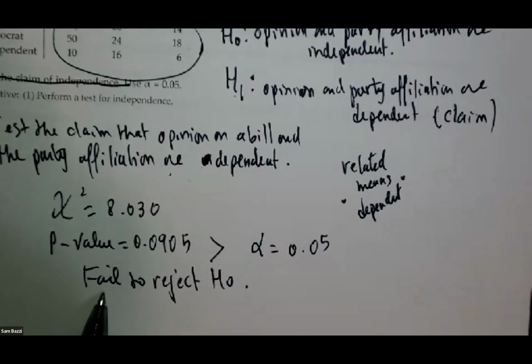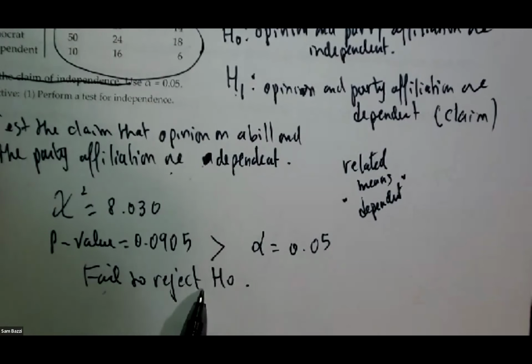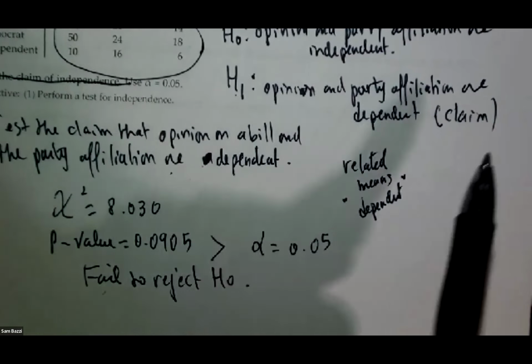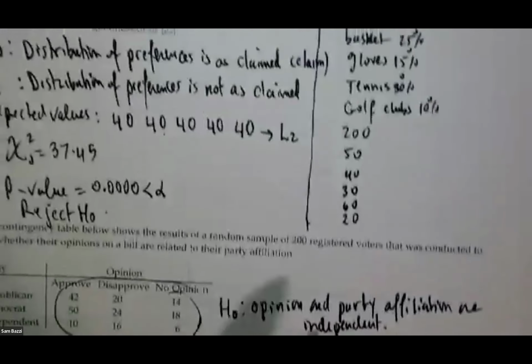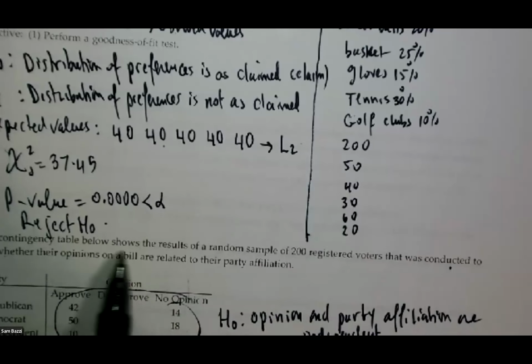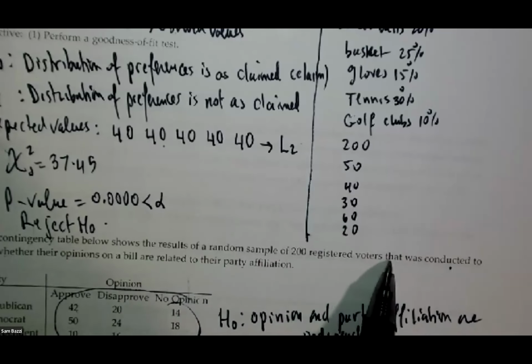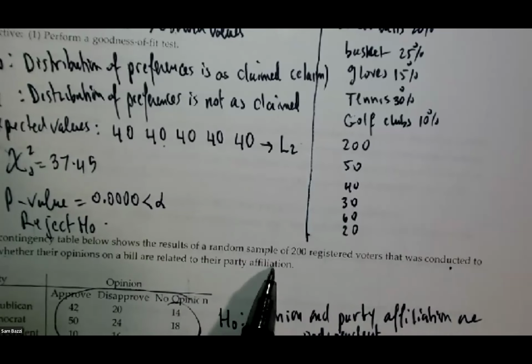There is not enough evidence at the 5% level of significance to support the claim. Why do I use the word support? Because the claim is in H1. Or to conclude, you can use the word conclude. Why I'm saying the word conclude, because this is the word. The contingency table below shows the results for a survey to see whether their opinion on a bill are related to their party affiliation.